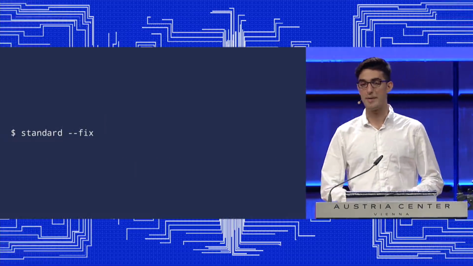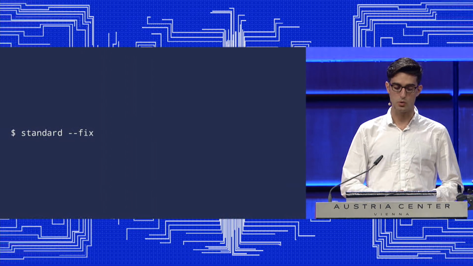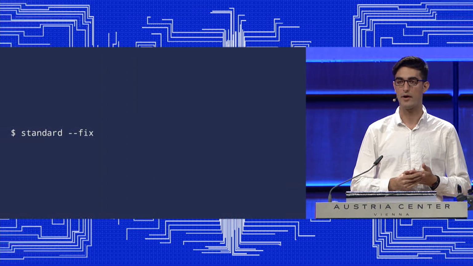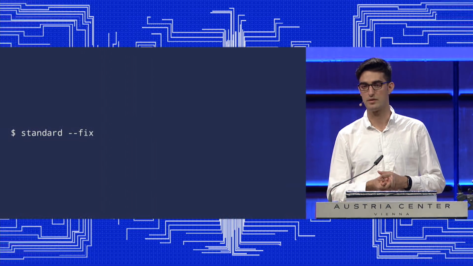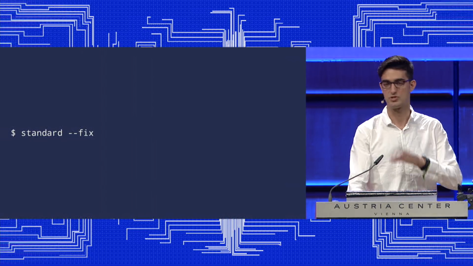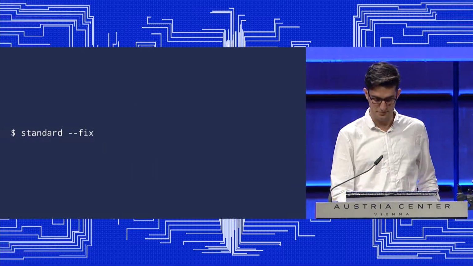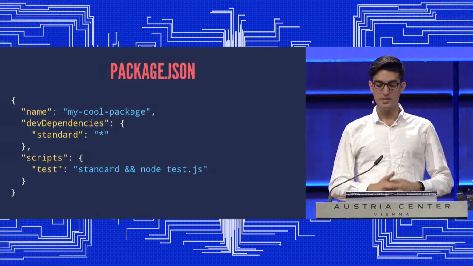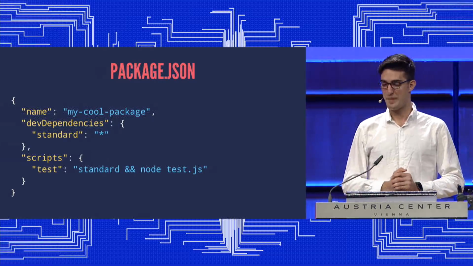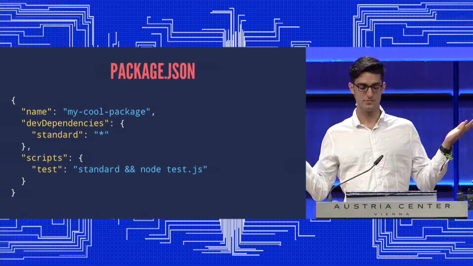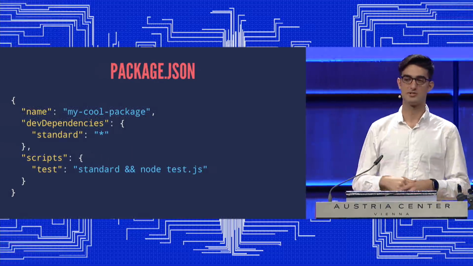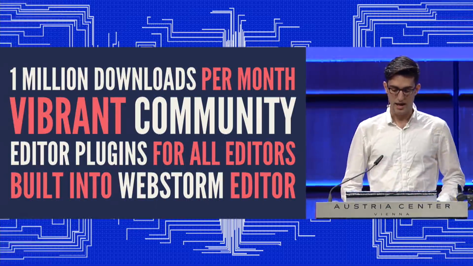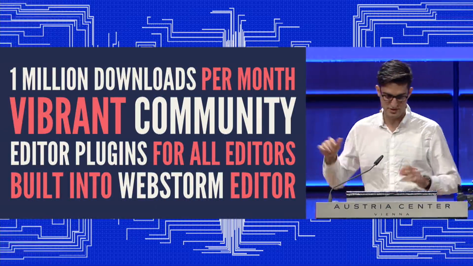Some rules can also automatically be fixed. So you can run standard with a --fix flag, and then whatever errors are in there that are automatically fixable, it will just rewrite the code and make it correct. And then you can also add it as a dev dependency, and then add it to your npm test command. So then you just throw it there before your normal tests, and it'll just catch additional errors right there, nothing to configure.